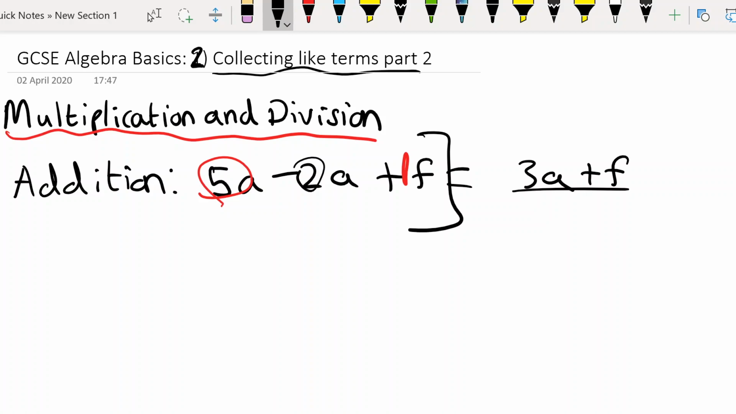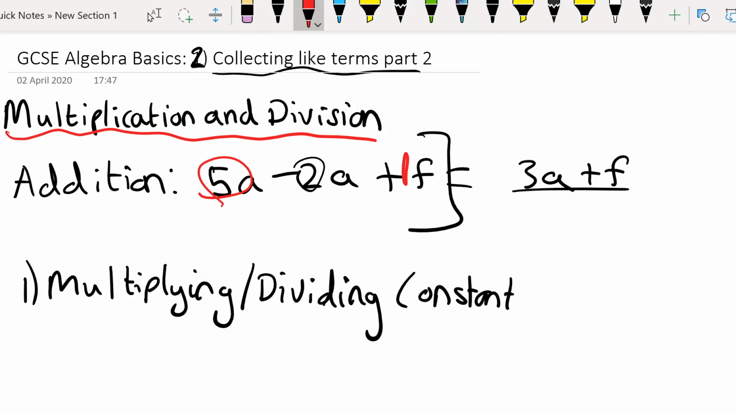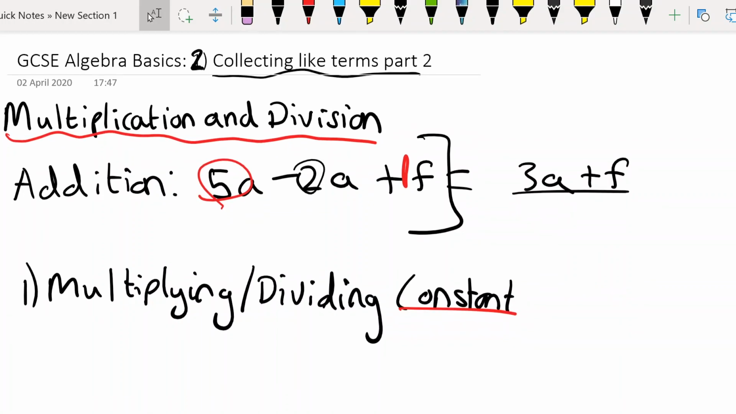Okay, so the first part of multiplication and division is multiplying or dividing by a constant. Okay, so this is by a constant. What do I mean by constant? Constant's just a number. So I'm not multiplying by any of the letters. I'm just multiplying by a number.